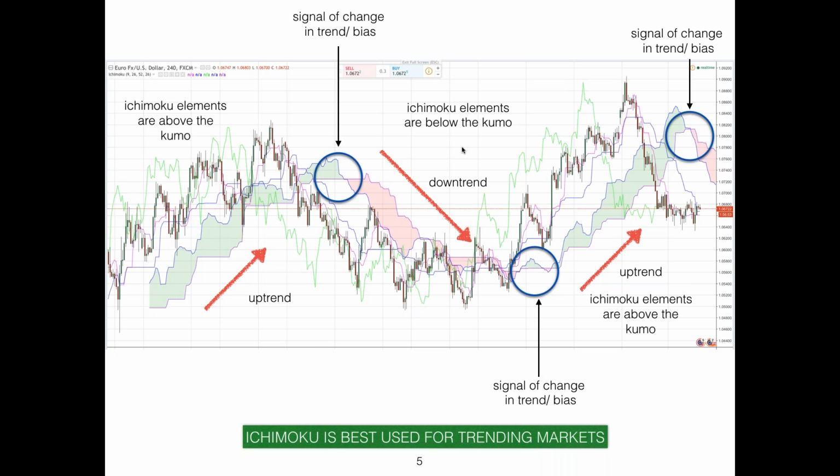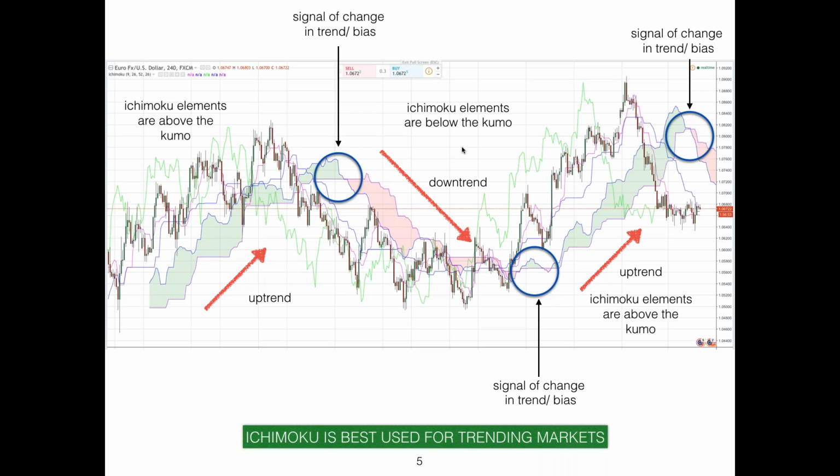So it is easy to find the impending shift in bias using Kumo twists. As you know, Kumo twists happen 26 periods ahead of any impending change in price. Therefore, Ichimoku practitioners like us are warned of this change ahead of time so we could prepare for this.